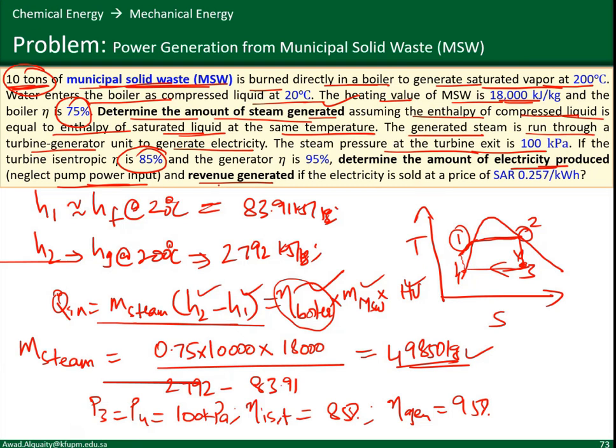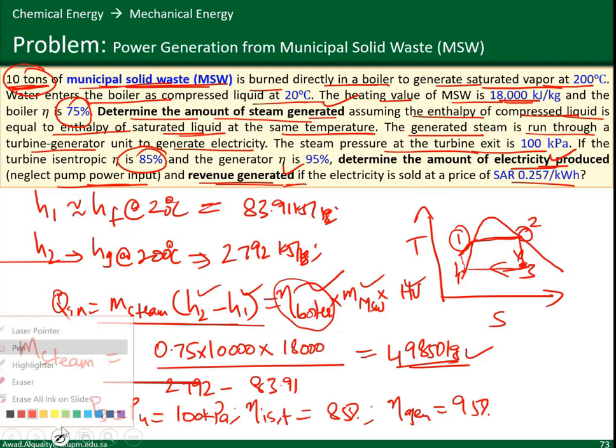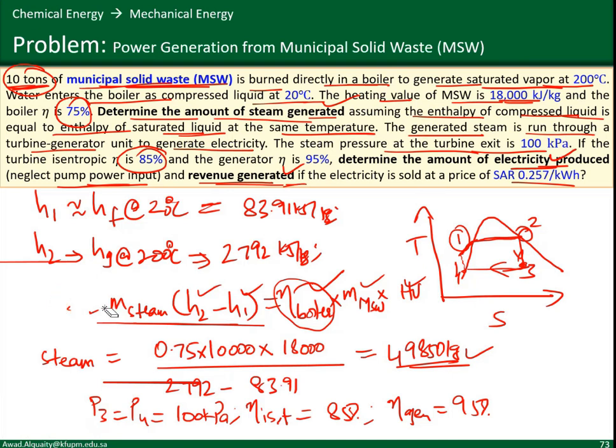And once you do that, we also want to calculate the revenue generated. So first calculate electricity produced, and then how much revenue can you make from it if you sell the electricity at this given price. Okay, so let's go ahead and look at the other part of the problem. So the mass of the steam has been calculated, right, as shown here.